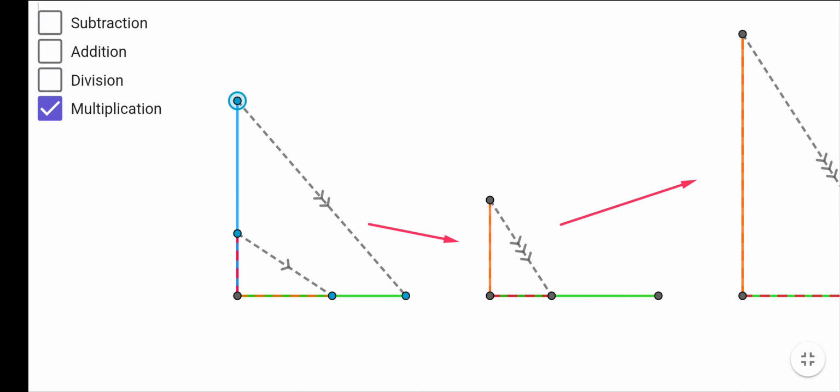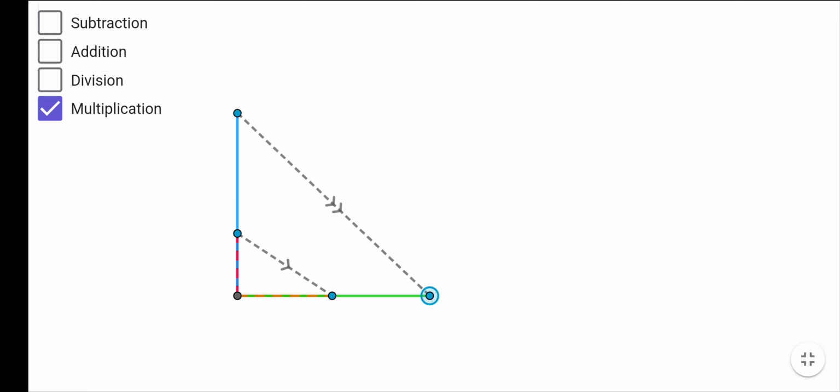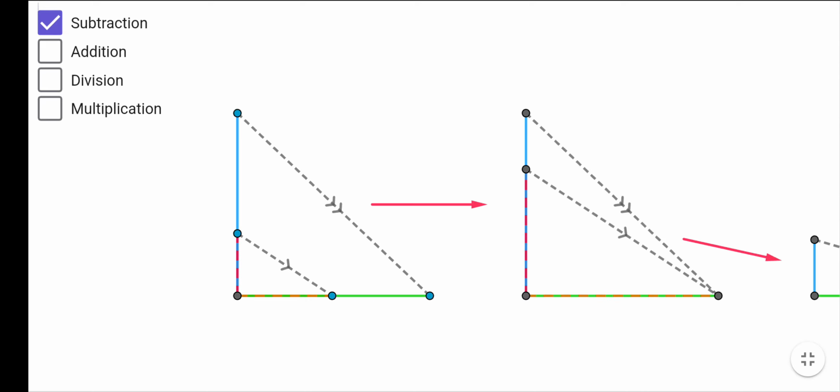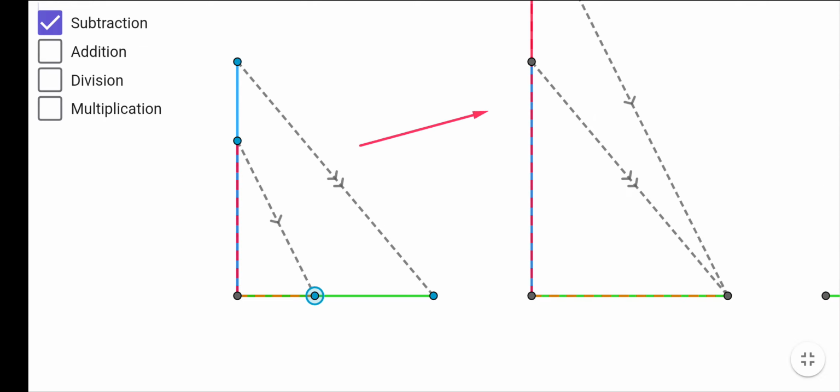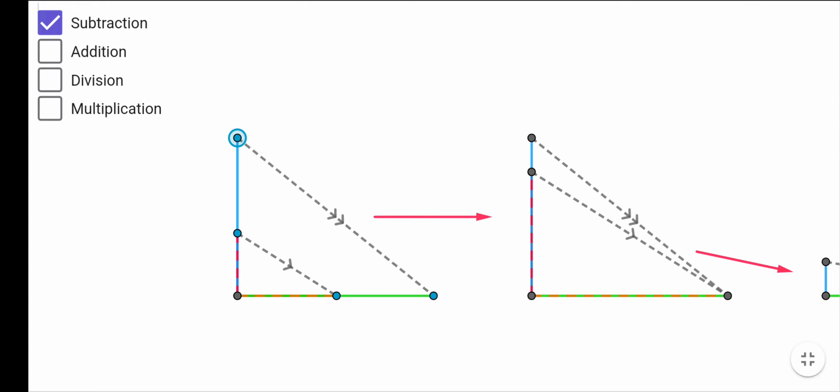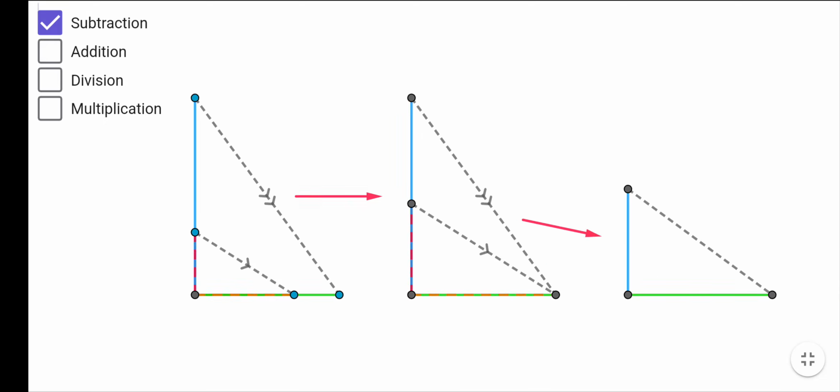So there is a direct relation between the operations in algebra and the operations with ratios. You can play around with this in the applet in the description below. You can make different ratios and everything.